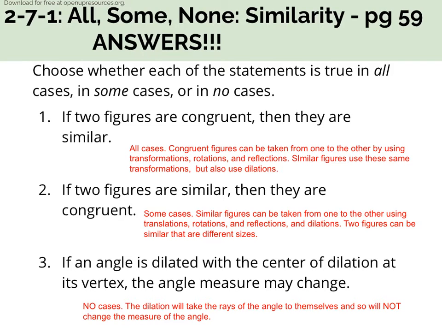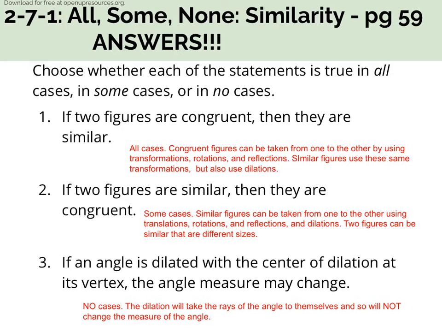All right, let's go over the answers for this starter. If we look at number 1, if two figures are congruent, then they are similar. This happens in all cases. Congruent figures can be taken from one to the other by using translations, rotations, and reflections. With similar figures, the only other difference is that they use a dilation. So we can use the transformations to make the two the same. So yes, if two figures are congruent, they're also similar.